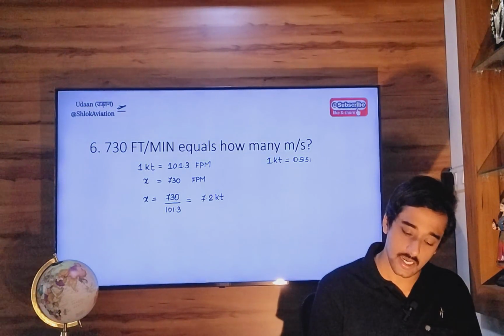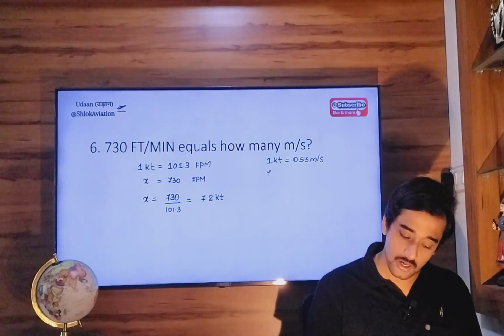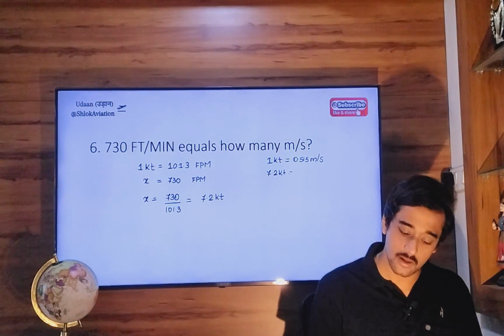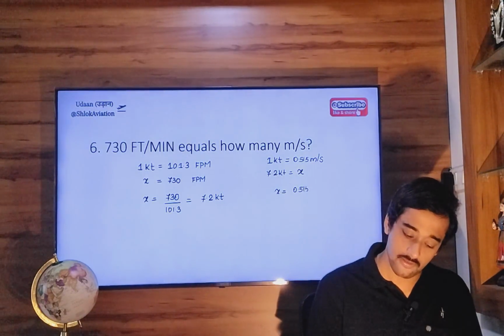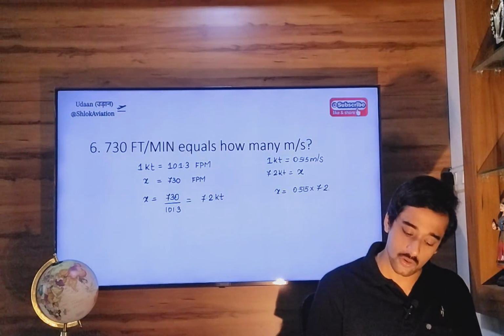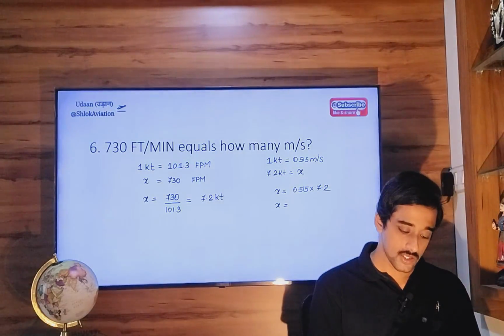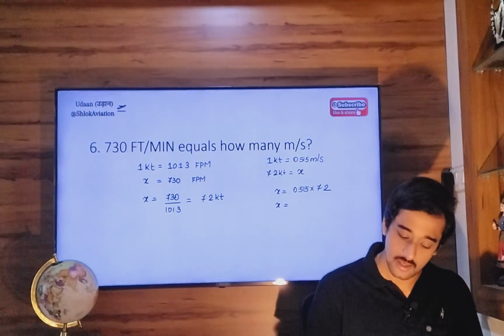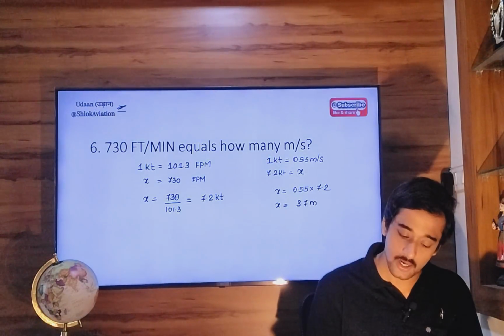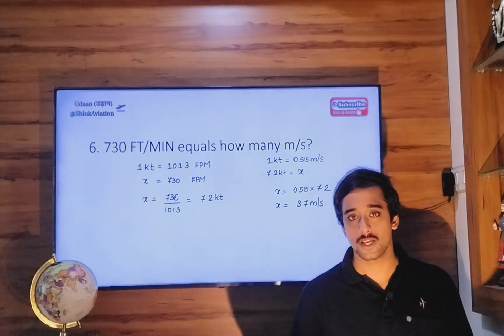Step number 2, 1 knot equals 0.515 meter per second. So 7.2 knots will be equal to how many meters per second? Cross multiply: 0.515 into 7.2. So that is equal to 3.7 meters per second. So select that option which is closest to this value, 3.7.